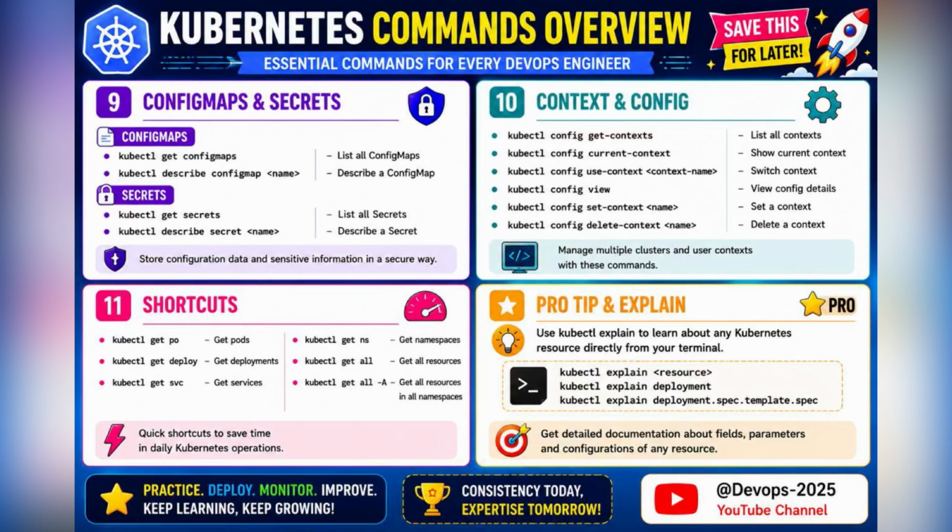When working with multiple Kubernetes clusters, use kubectl config get-contexts to see your available contexts, and kubectl config use-context to switch between them. If you have multiple clusters and want to switch between them, you can use kubectl config use-context. And here is a powerful Kubernetes tip. Use kubectl explain deployment to learn about the Kubernetes resource fields directly from your terminal. So whether you are a beginner or a DevOps engineer or preparing for a Kubernetes interview, these commands will work for you.